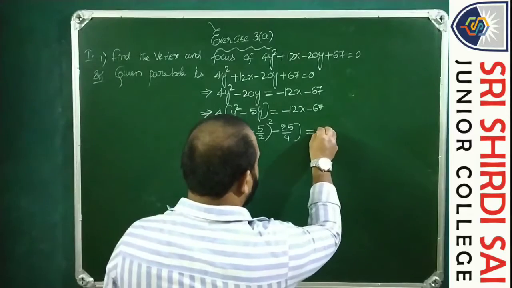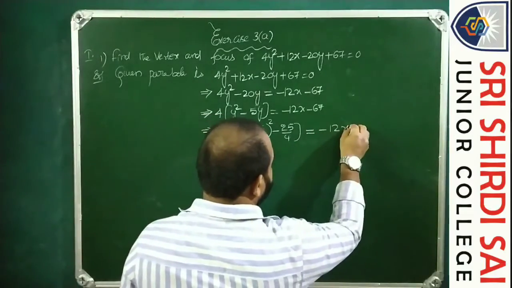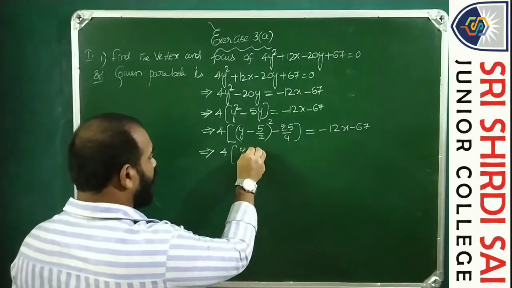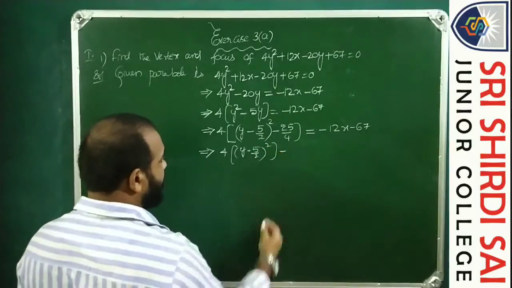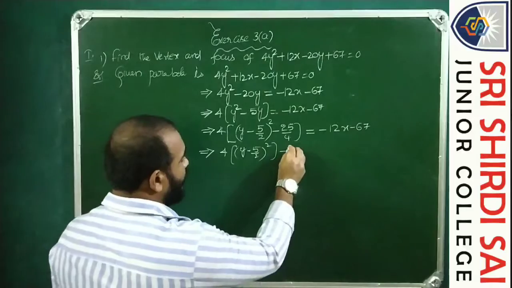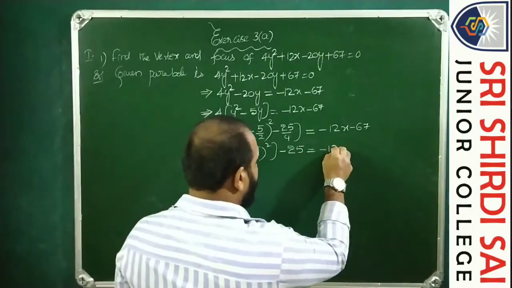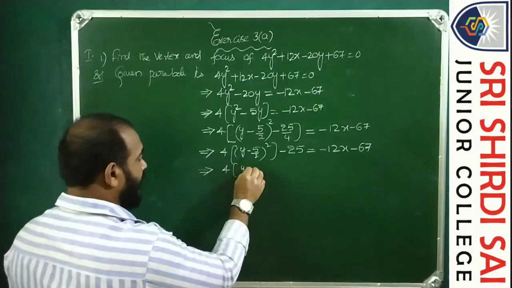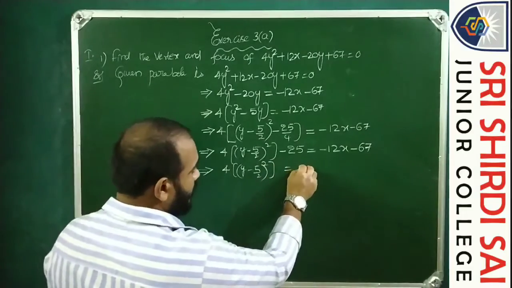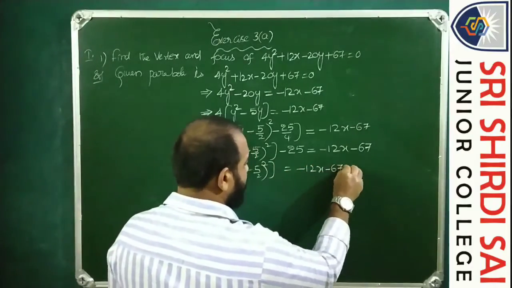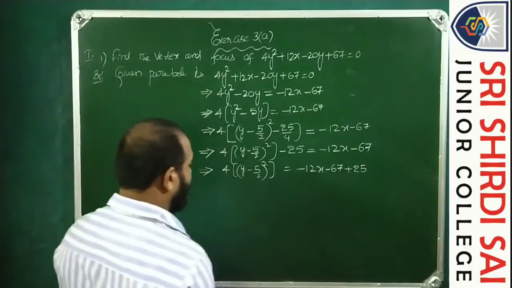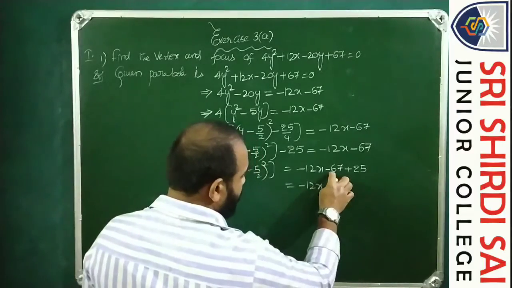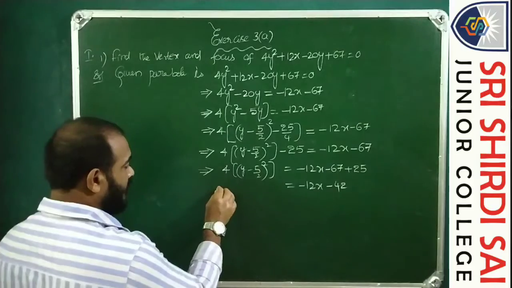This equals minus 12x minus 67. This is equal to 4 into y minus 5 by 2 whole square minus 4 into 25 by 4, the 4 gets cancelled, I am left with 25, equals minus 12x minus 67. So 4 into y minus 5 by 2 whole square equals minus 12x minus 67 plus 25, which is minus 12x minus 42.